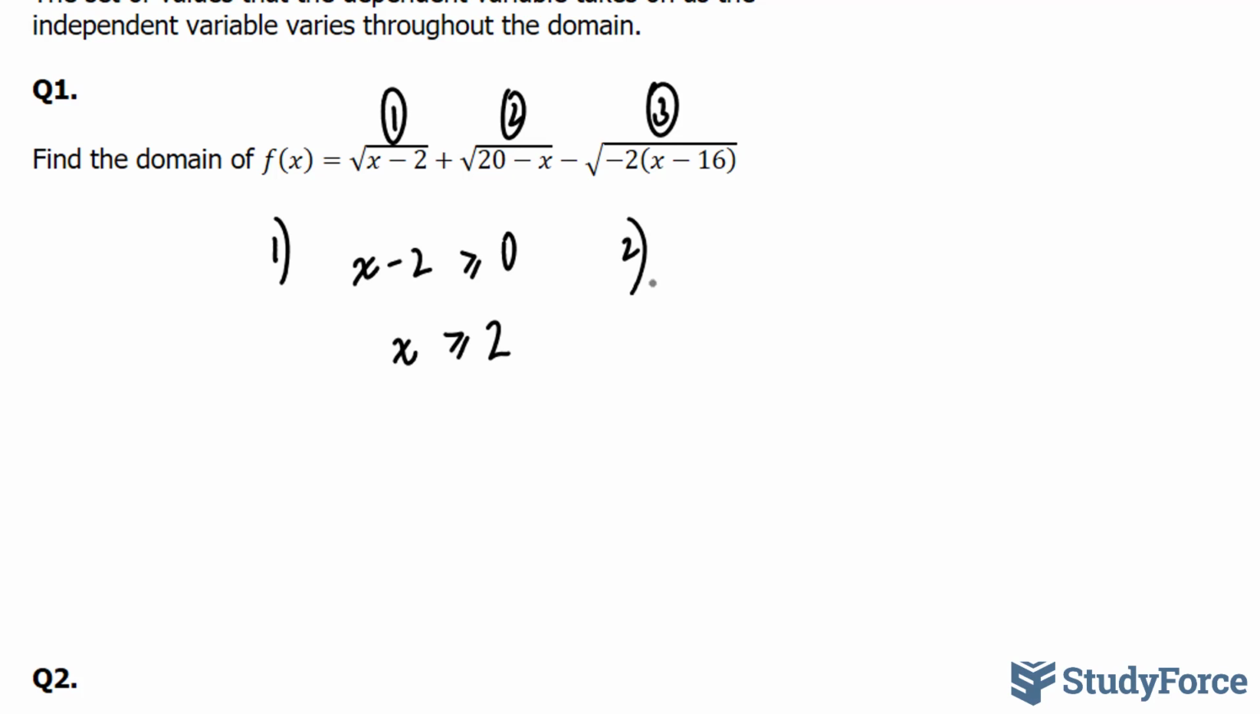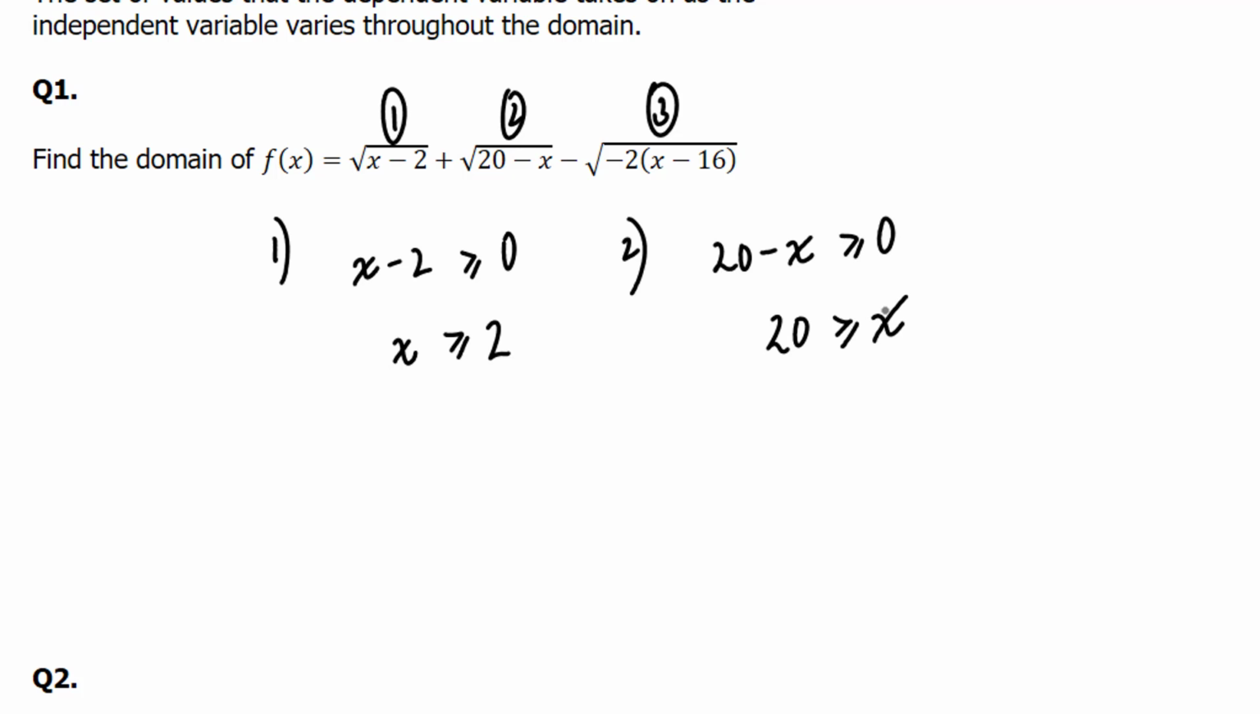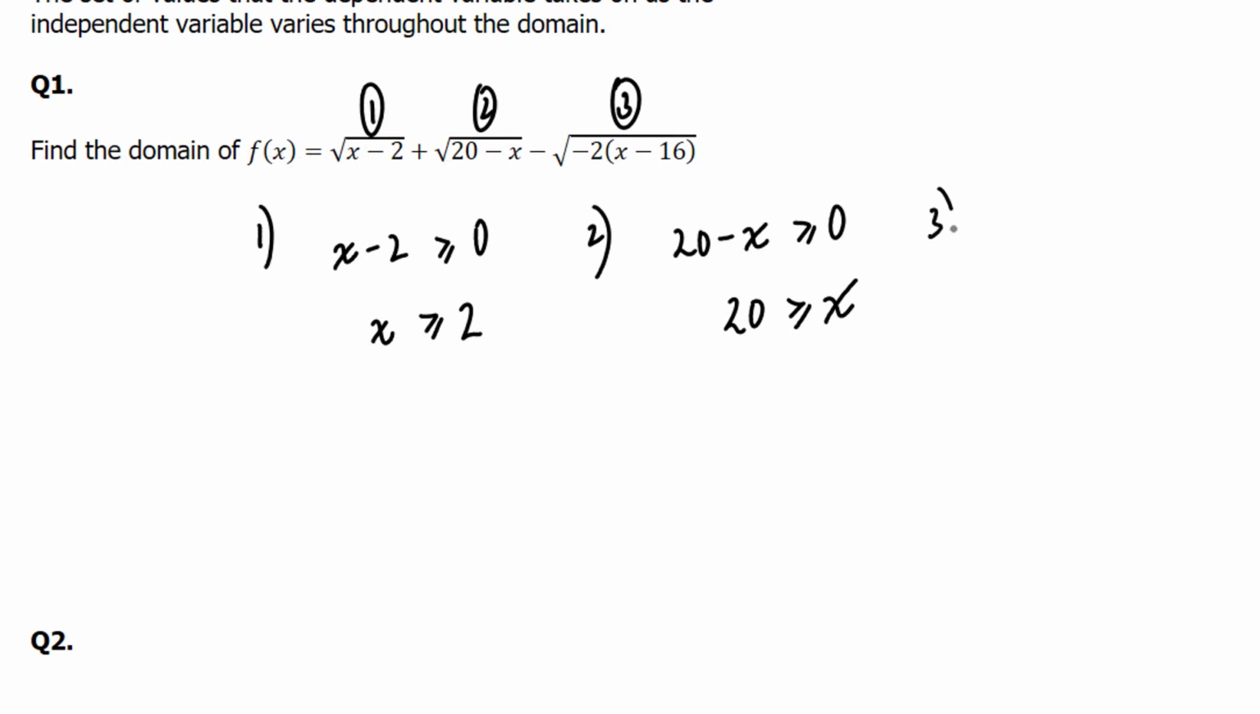For the second term, we'll do the same thing. 20 minus x must be greater or equal to 0. And if we solve for x here, we end up with 20 must be greater or equal to x. Or in other words, x must be less than or equal to 20. And 3, we're going to do the same thing. Negative 2 bracket x minus 16 must be greater or equal to 0. We're going to solve for x here.